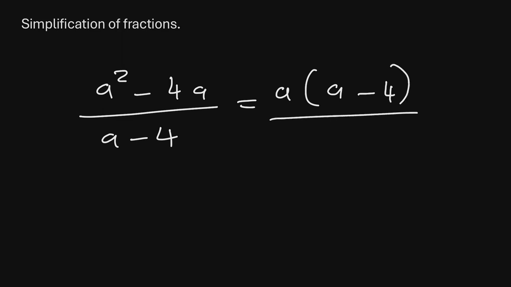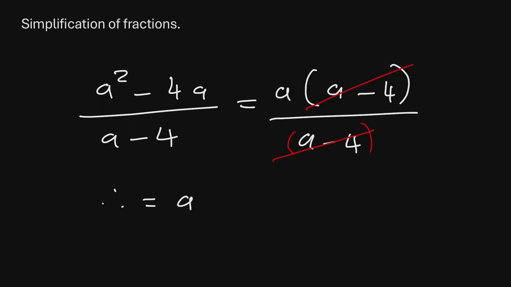Then all this is divided by the denominator, because the denominator cannot be factorized. So that is a minus 4. We can see that the a minus 4 is going to cancel out between the bottom and the top. Therefore, our answer will just be a.